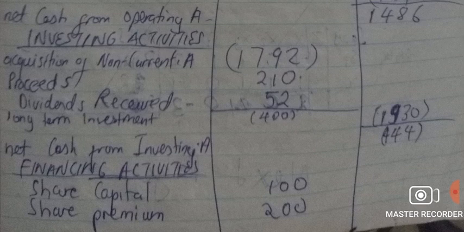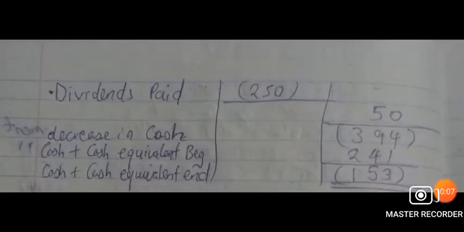So those are increases in cash, we keep them positive. One more, dividends that were paid. Let me show you how we record that. So dividends paid, I've recorded them there, right? In brackets. Okay, 250 in brackets.